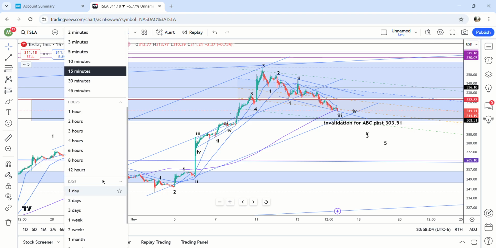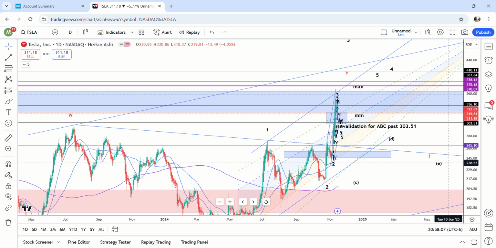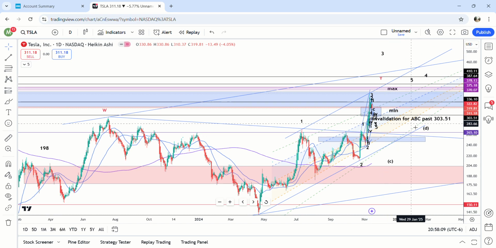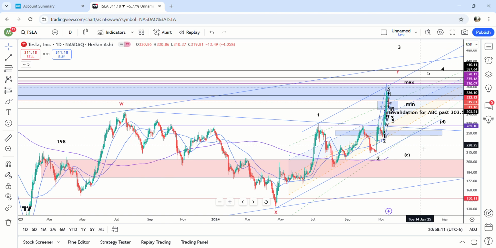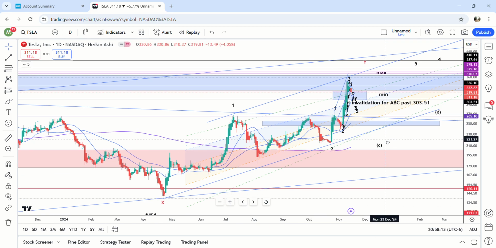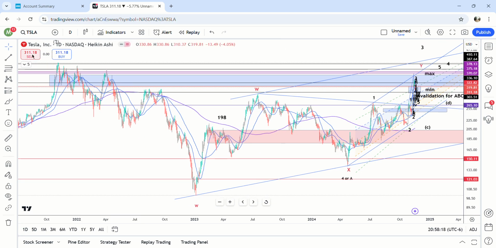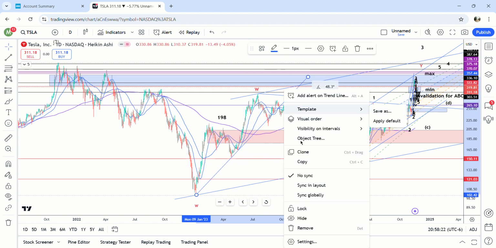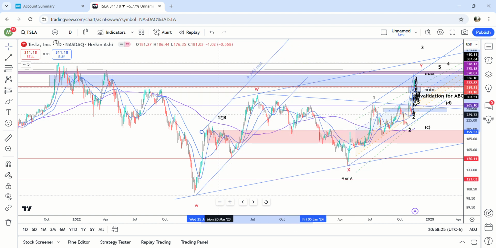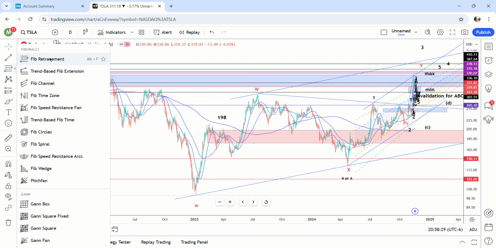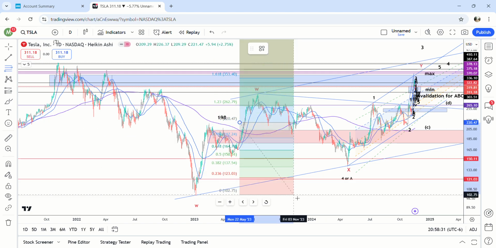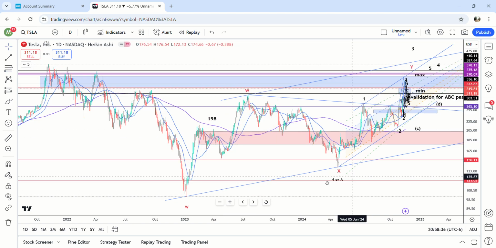Another thing to look at that's interesting about this move, while I favor the 5 waves up, look at this right here. Going back to this move, this move right here did not break the parallel line, and it hit a little bit between the 1.23 and 1.61 fib.